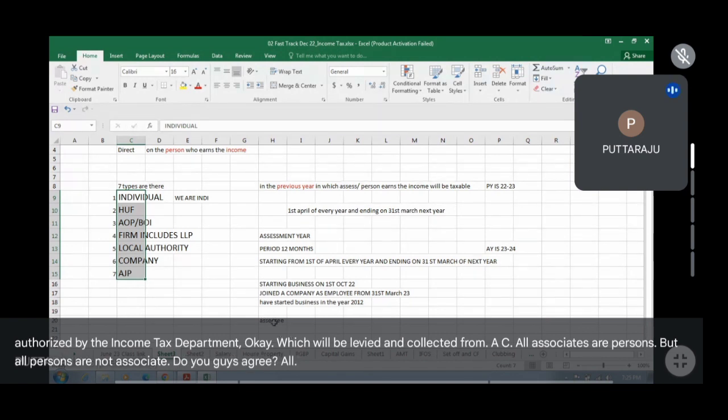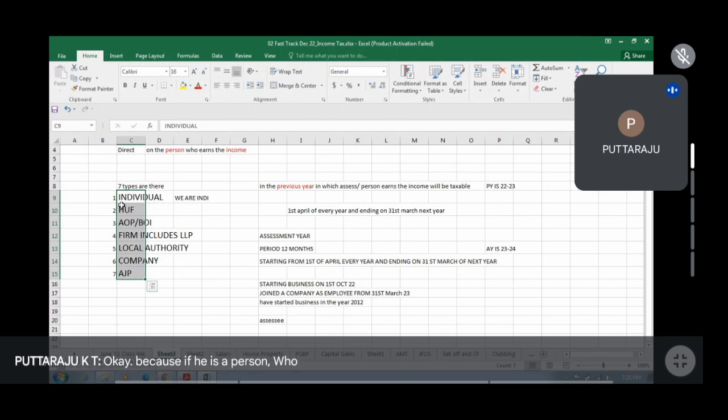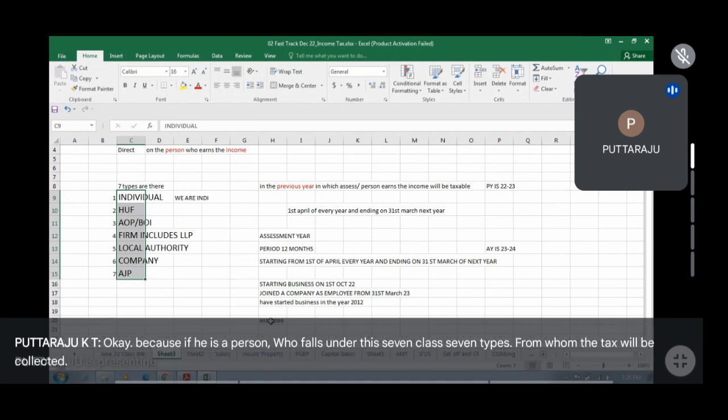All assessees are persons, but all persons are not assessees. Do you guys agree? Yes, sir. Okay? Because if he is a person who falls under these seven types, from whom the tax will be collected, he becomes an assessee. Assessee should be a person. Okay?